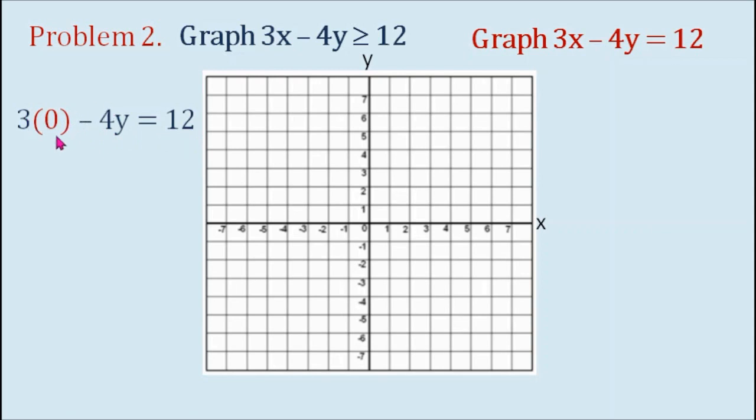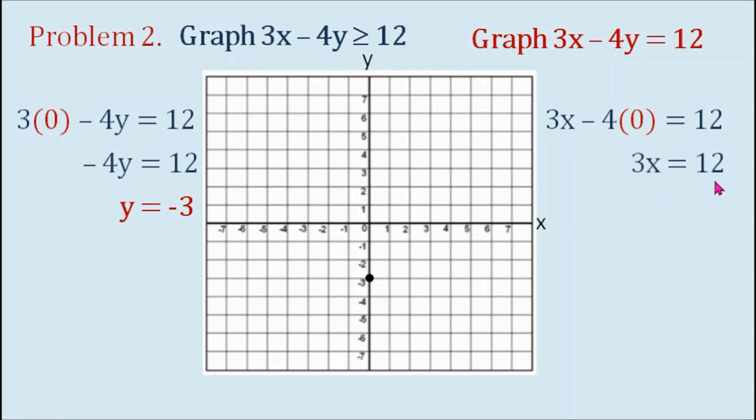So 3 times 0 is 0, so we have negative 4y equals 12. Dividing both sides by negative 4, y equals negative 3. And y equals negative 3 is here. To find the x-intercept, we are going to change y to 0. So that's 3x minus 4 times 0 equals 12. So 4 times 0 is 0 anyway. So we have 3x equals 12. Dividing both sides by 3, x equals 4. And x equals 4 is here.